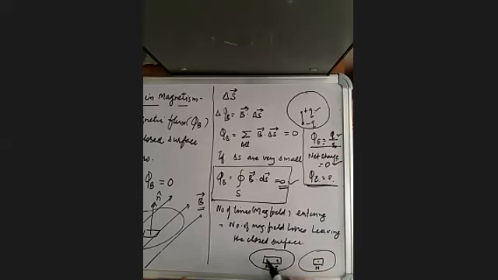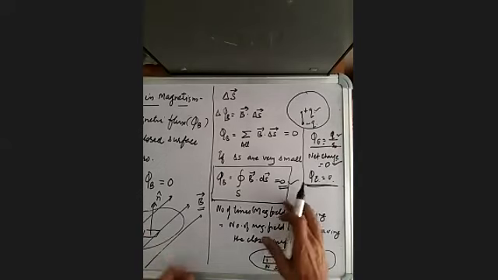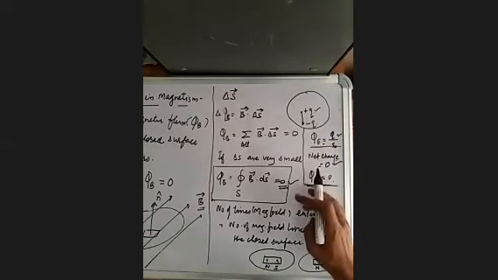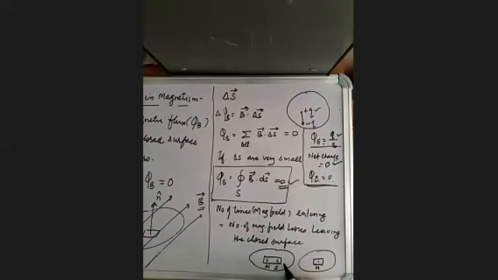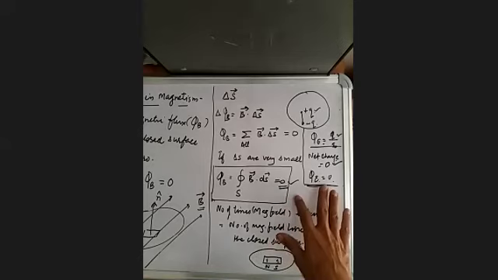So therefore, by comparing these two situations, we can conclude that magnetic monopoles do not exist. A single pole individually cannot exist, and that is what we can infer from Gauss's law in magnetism.